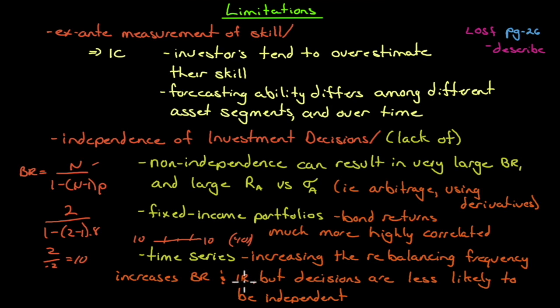Increases BR and increases IR, but decisions are less likely to be independent, because from time to time, you're not going to reevaluate everything all at the same time. In time series, your decisions are more likely to be dependent on the decision you made last time. Is there any reason to change? No, let it stay. Any reason to change? No, let it stay. So you have this dependence over time, so that your BR really isn't 40, it's something lower than that 40. So it's the independence of investment decisions that makes this hard to work with, because you have to modify your BR. I think that's more detail than what you're going to be required to know.